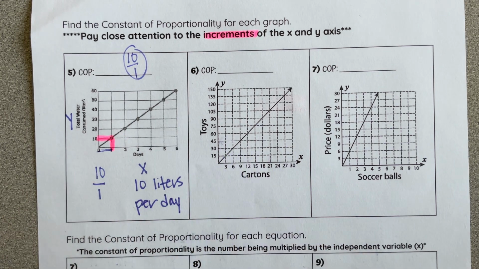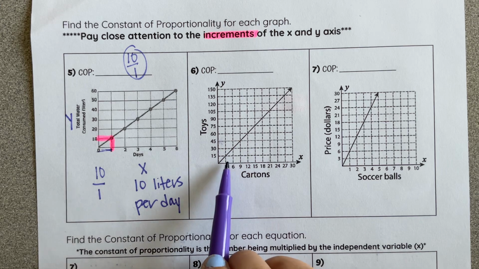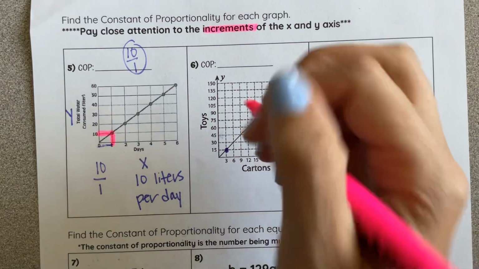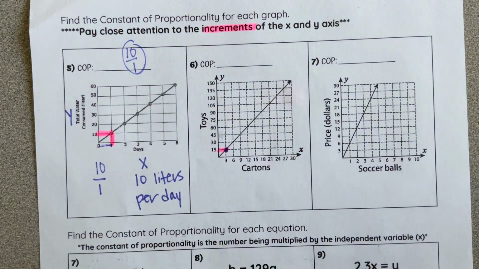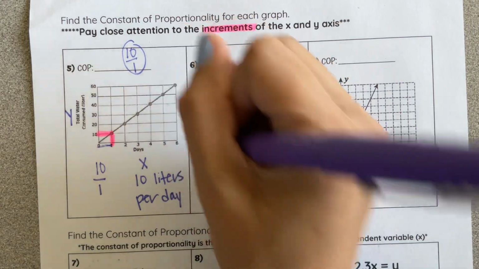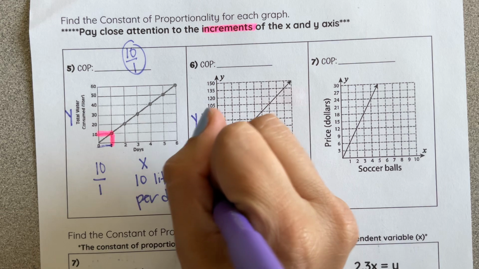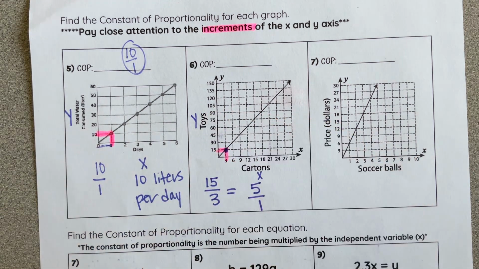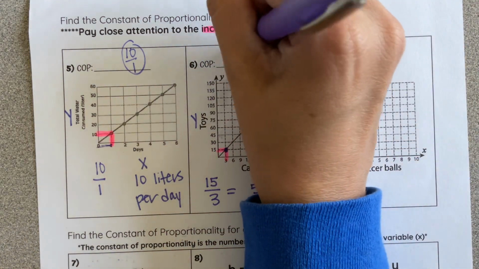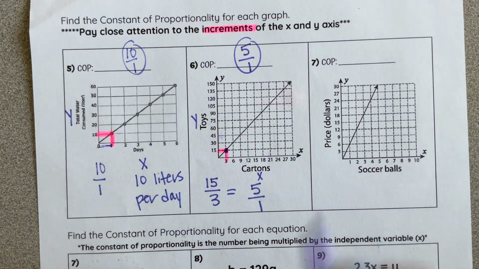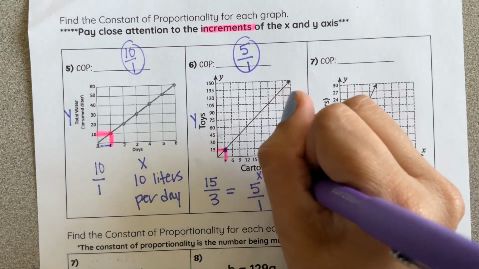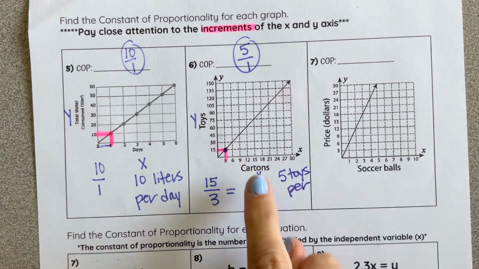All right, over here, finding clear points. It looks like they all are going through these clear points right here, but that's not 1 over 1. The y value is 15. The x value is 3. So remember, y, x. So it's 15 over 3. 15 divided by 3 is 5, or 5 over 1. So our constant of proportionality is 5 over 1. This means 5, what was our y? Toys. 5 toys per carton.